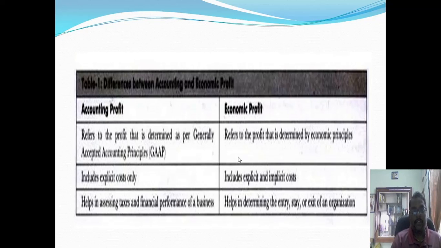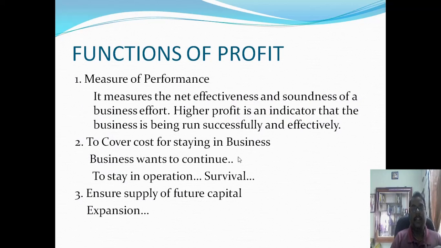Okay. Now accounting profit helps us in tax and financial performance of business, whereas economic profit helps in determining the entry, stay or exit of an organization, whether we will continue it or not. Like that, it will be got from the economic profit. Okay. So next, I want to discuss the functions of profit. You may have questions like write the functions or explain the functions of profit, maybe in 5 or 8 marks questions.